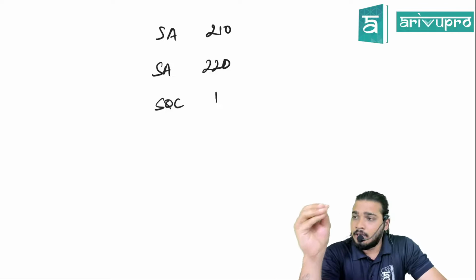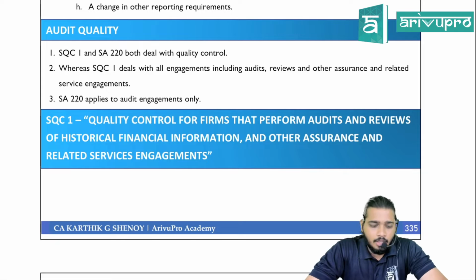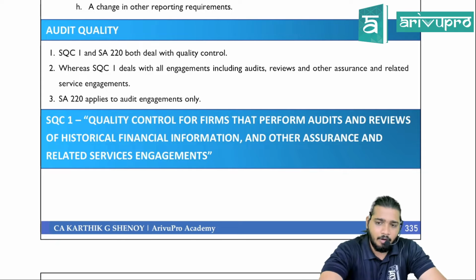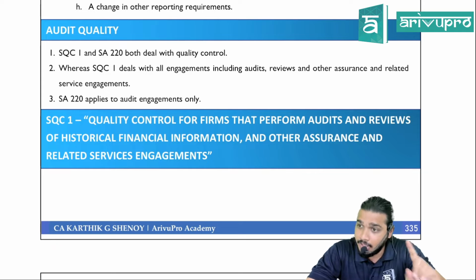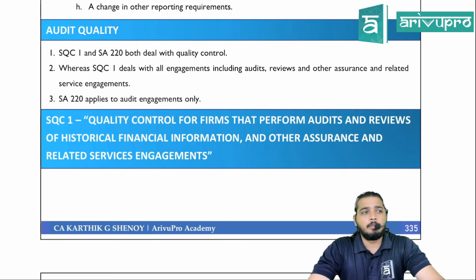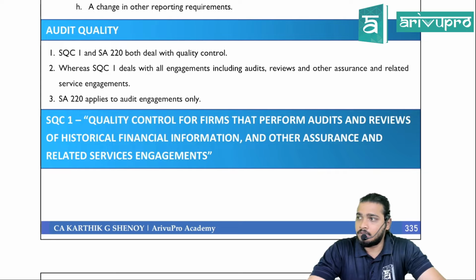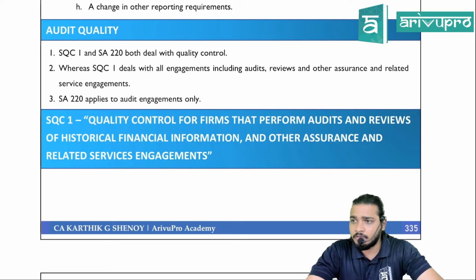Clear? Now, in SQC1, if you flip the page and go to SQC1, what is the standard name? Page number 335. Look at the name of SQC1. Quality control for firms that perform audits and reviews of historical financial information and other assurance and related service engagement. This is the name. Now, how do you remember all these things? Which standard to apply where is a difficult part for auditing, especially for intermediate students and not for final students. Clear? Where do we apply this standard? When do we refer to this standard?